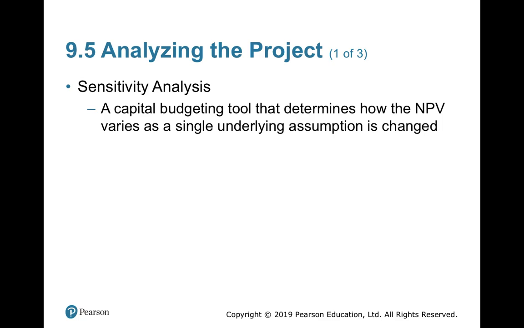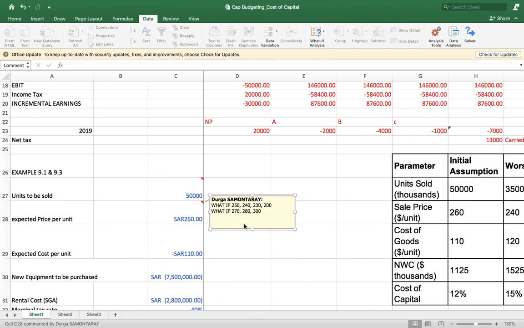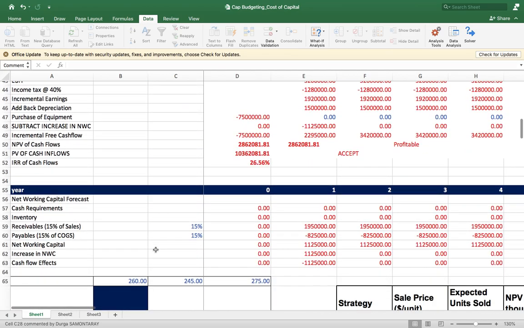Now the last part is doing the sensitivity and scenario analysis. You know, in the Cisco project, the wireless router project, basically this is giving you a very good net present value. If anyone sees this, very attractive.